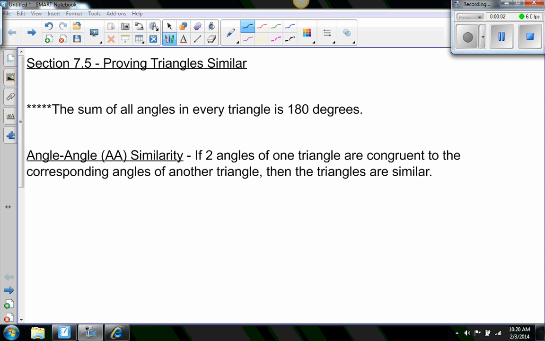Hello 8th graders, your new video is going to be on section 7.5 from the book, and that covers how we're going to prove that triangles are similar.